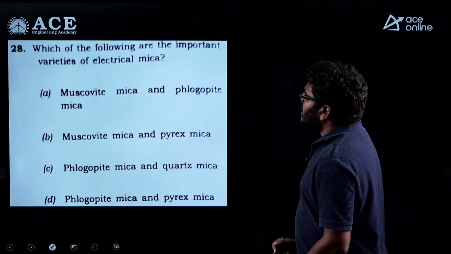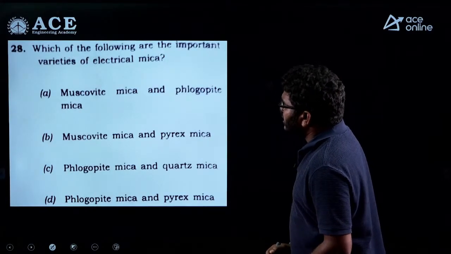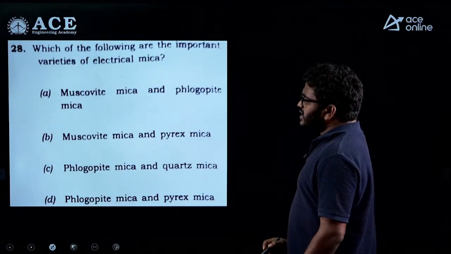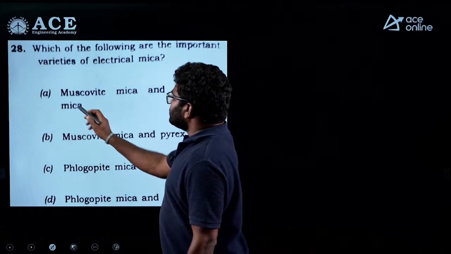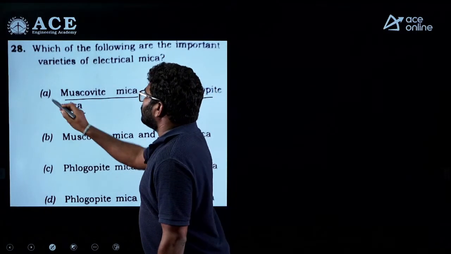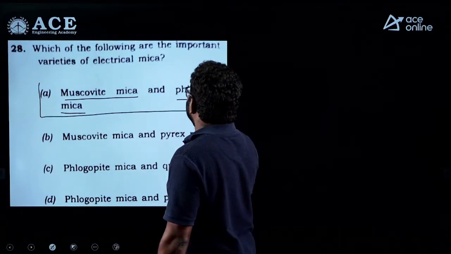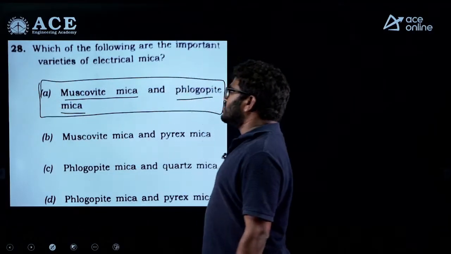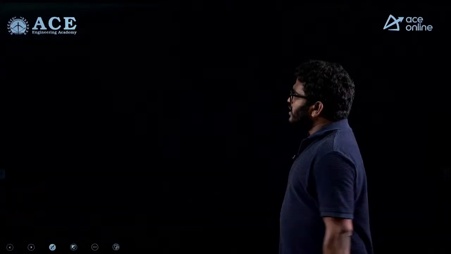Now, which of the following are the important varieties of electrical mica? See, the electrical mica materials are muscovite mica and phlogopite mica. So, these two are the electrical materials of mica. So, A is the correct answer for this question, right.